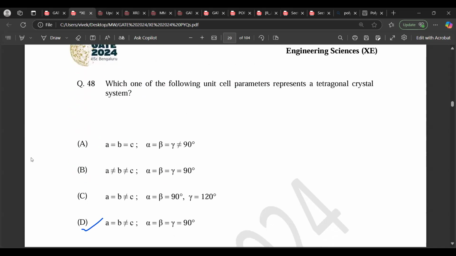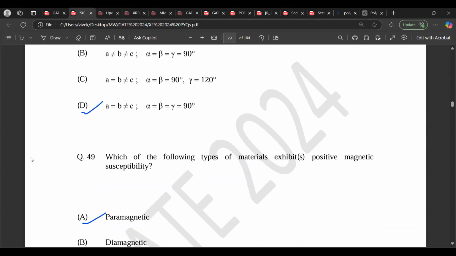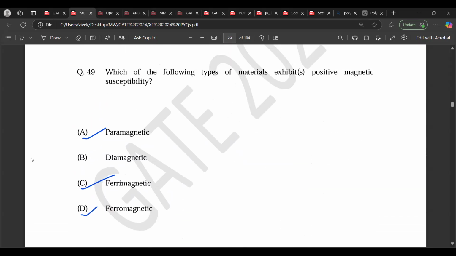Now, which one of the following unit cell parameters represents tetragonal? It's a very simple logic, right? All angles are 90 degrees, and the c is quite a bit bigger, where you maintain c by a as root, I mean, 1.633, right? So it's an obvious question, or based on memory.